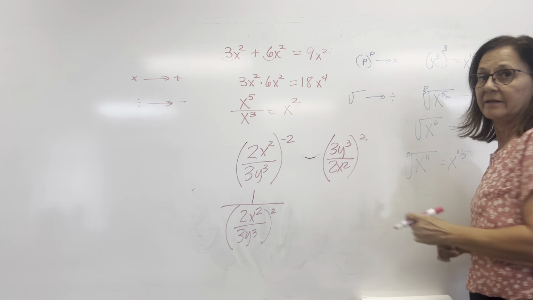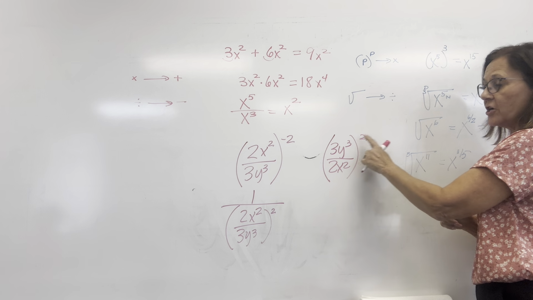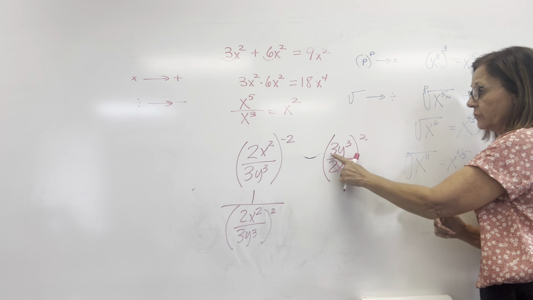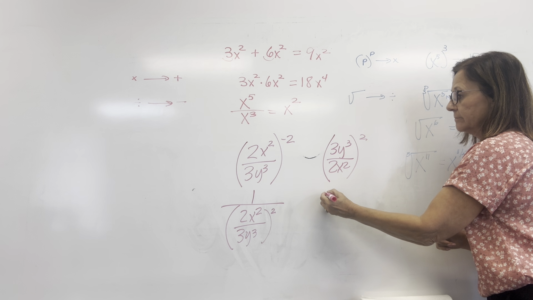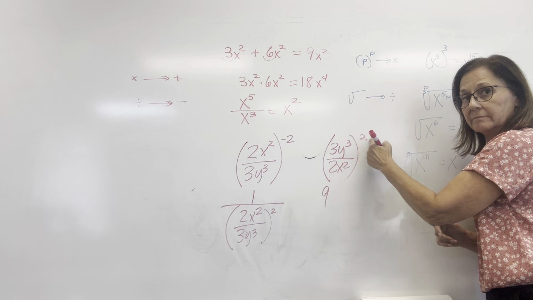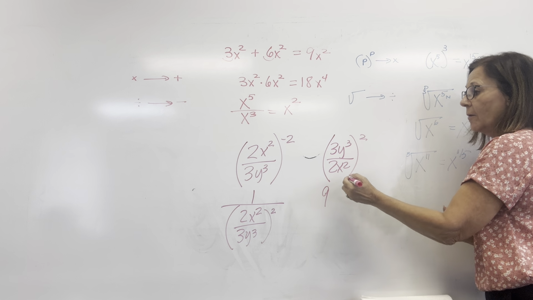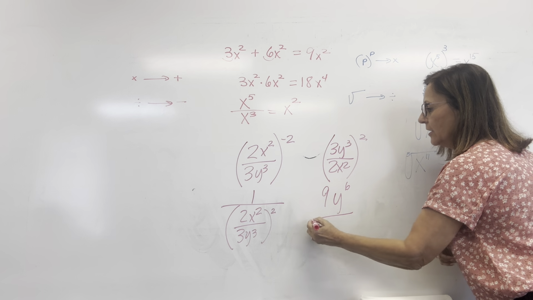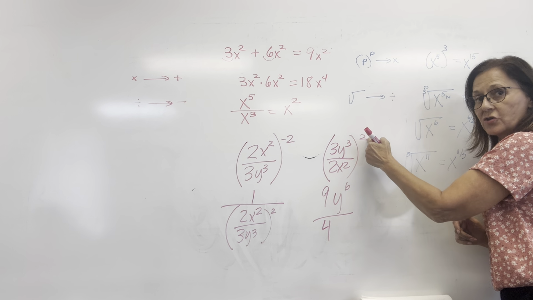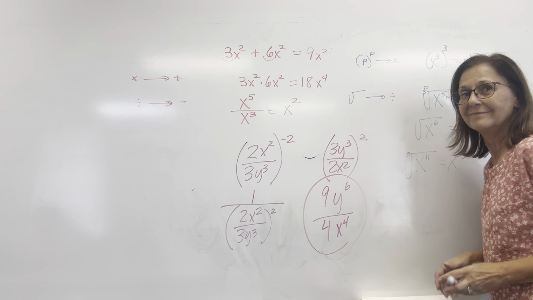And make that positive. Now, every term is raised to the power in the numerator and denominator. So 3 squared is 9. y cubed squared is y to the 6th, power raised to power we multiply. All right. 2 squared is 4, x squared squared. Got it? All right, we'll stop there.